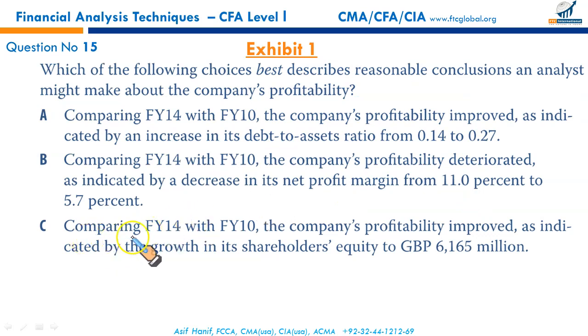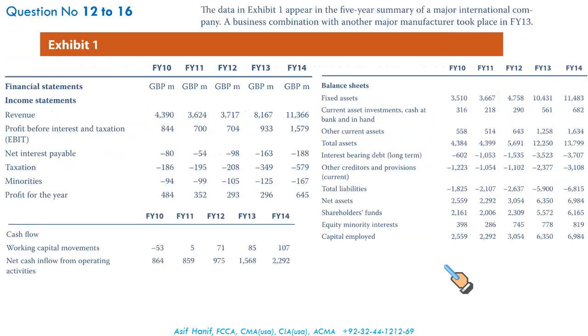Why not C? Comparing FY14 with FY10, the company's profitability improved as indicated by growth in its shareholders' equity. Shareholder equity is not a measure of profitability. Equity could go up because of share issues. The company issues shares. Issuing shares could increase your equity. It doesn't mean it's a profit. So growth in shareholders' equity is not a measure of profitability. So C was wrong. So it means B is the right answer.